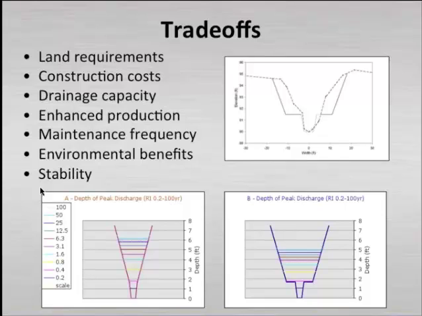But each of the methods today, the trapezoidal, the two-stage, the self-forming, and the natural channel design, there would be trade-offs in the amount of land required for each one of those, the cost to construct those, the maintenance frequency that you might need to go back in and improve these things. There would be different amounts of environmental benefits and stability with each of these systems that really needs to be considered.